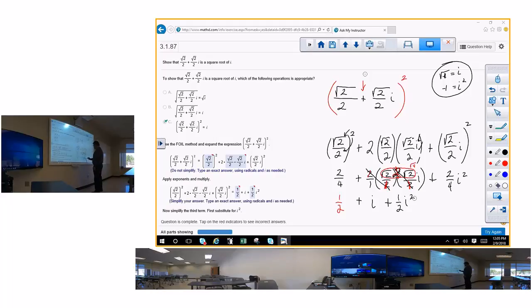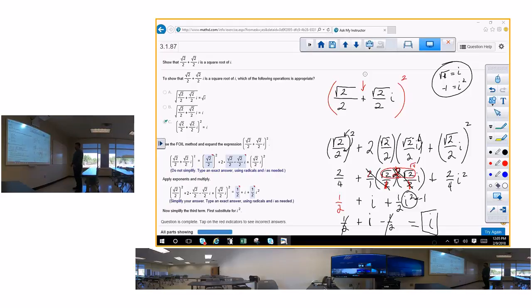Now remember, I squared is equal to -1. So -1 times 1/2 is -1/2. So now you've got 1/2 plus I plus I. -1 times 1/2 is -1/2. And -1/2 cancels, and that leaves you with I. So yes, it is the square root of I. Okay? That's it. Because you came out with I.